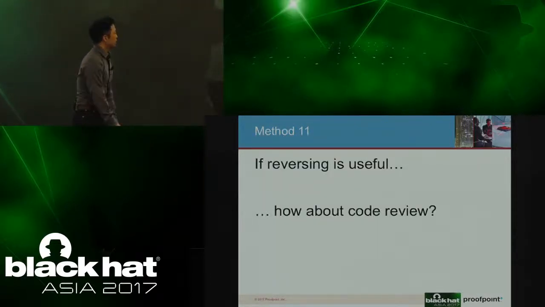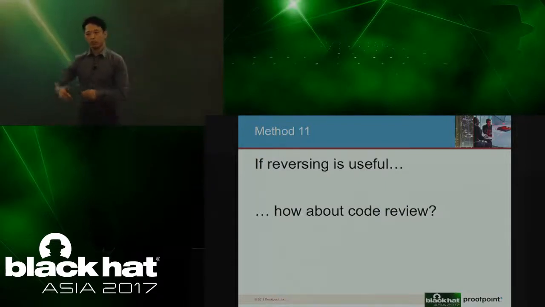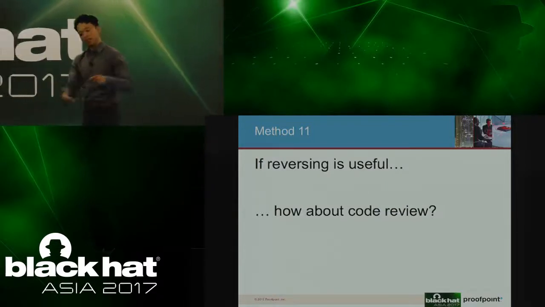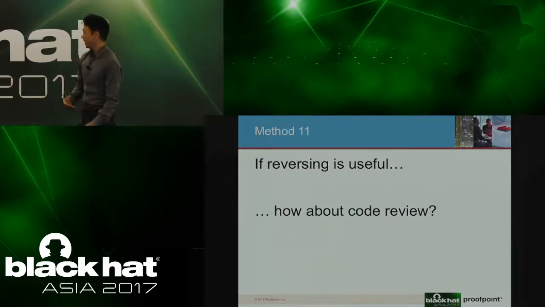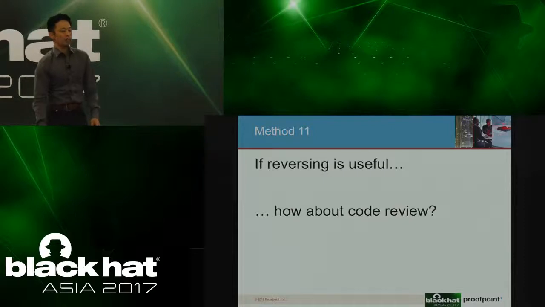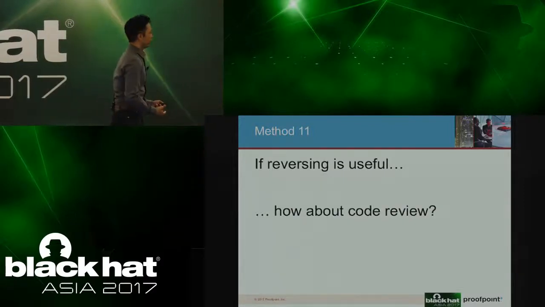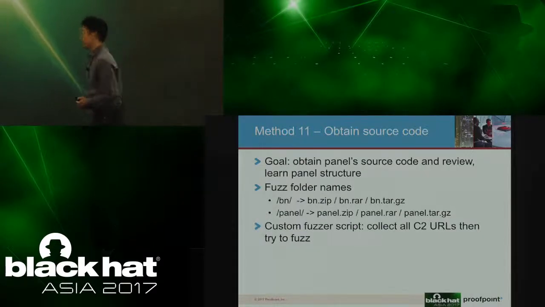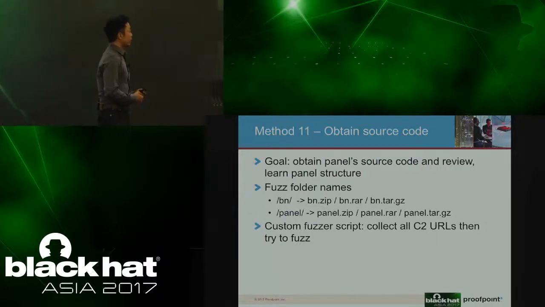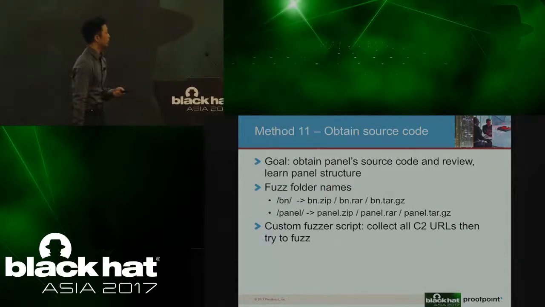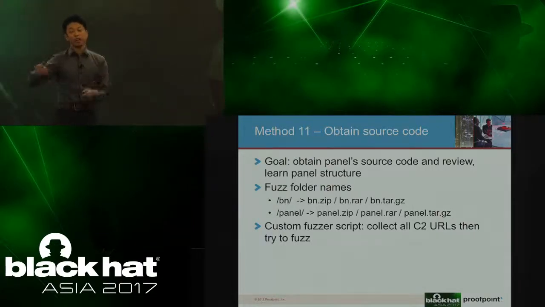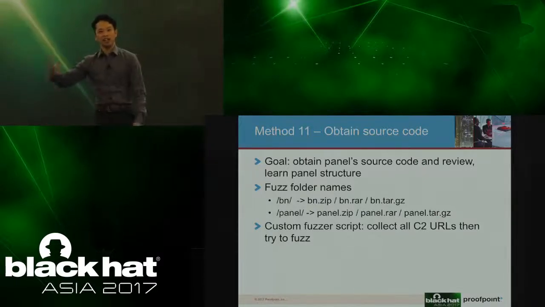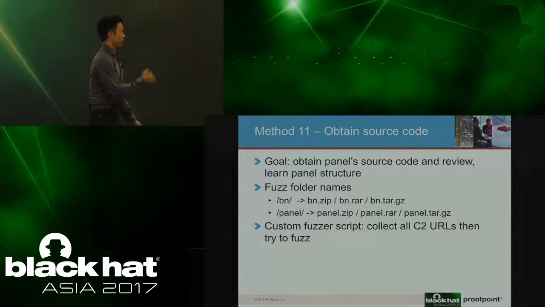Method 11. Okay, so we just talked about reversing, and what goes hand in hand with reversing is, how about code review, right? If we're able to reverse out useful stuff, how about let's try a code review? Well, okay, interesting, but then we have to get their source code first. To do that, we'll show you a few techniques, but one thing that we can do is, for example, fuzz folder names, right? Folder name.zip usually may contain a backup tar of that entire directory.